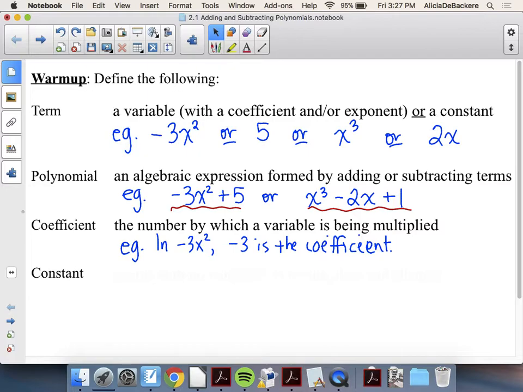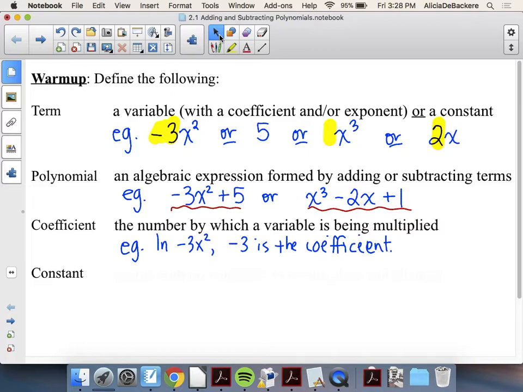If I was looking at this term up here, the coefficient, the number in front being multiplied, is just a 1. So there's nothing there, but there is a 1, of course, being multiplied by that. In this last term that I had up as an example, my coefficient is 2. So the coefficient is the number in front. If the coefficient is negative, I need to remember that as well.